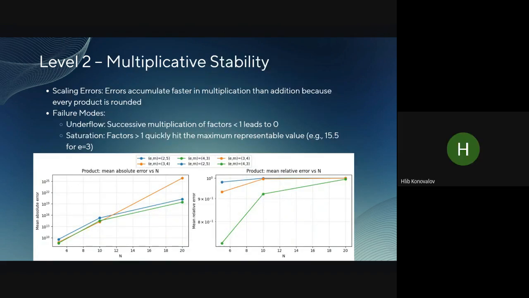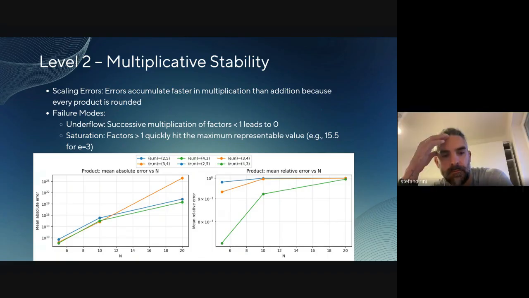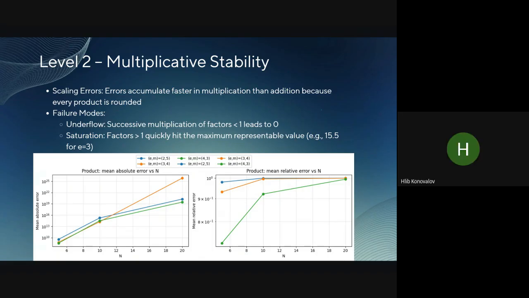So multiplication is even more volatile. With only 8 bits, you run out of exponent room very quickly. If your factors are mostly large, you hit the saturation ceiling almost immediately. If they're small, you underflow to 0. The 4-3 format handles this best due to its wider exponent range, but it pays for it with coarser precision.